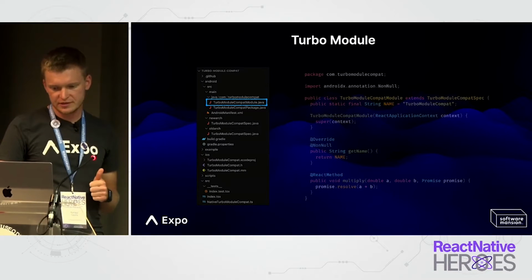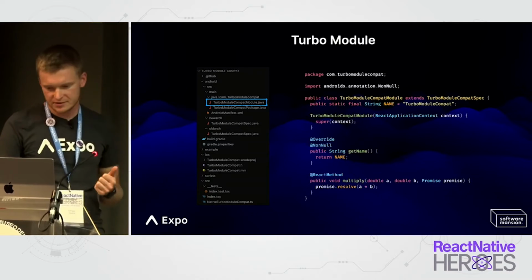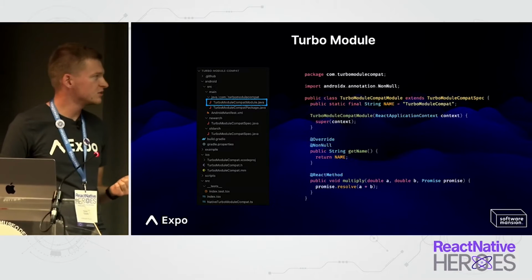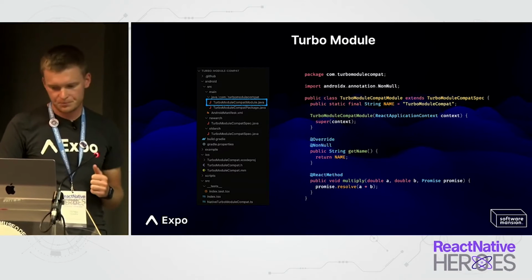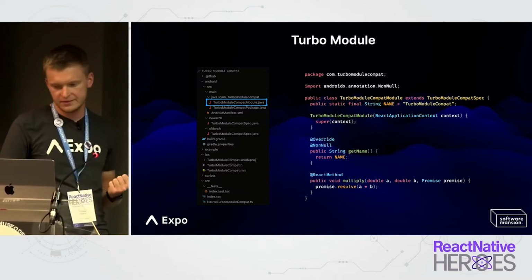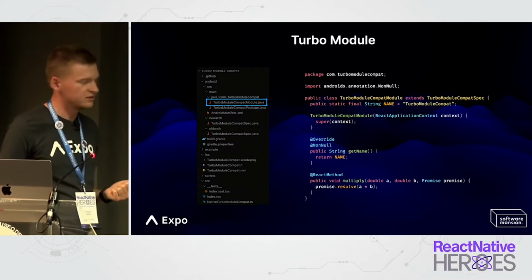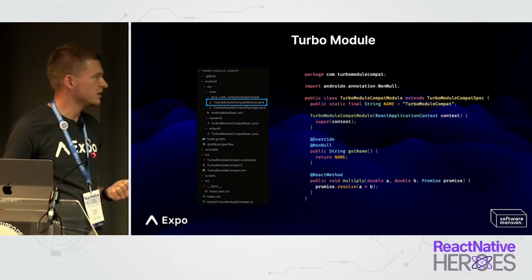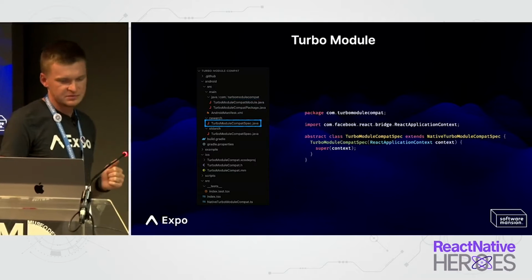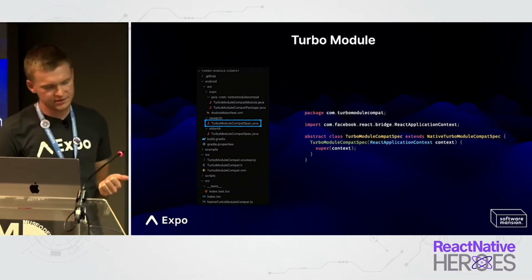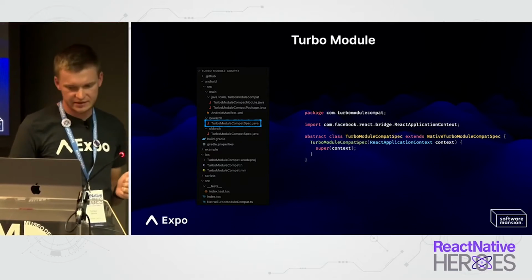The module created simply multiplies two numbers. Here is the implementation in Java for Android. We specify what the module name is and implement a multiply function with the React method annotation. We also need a specification class. It's for the new architecture, basically.